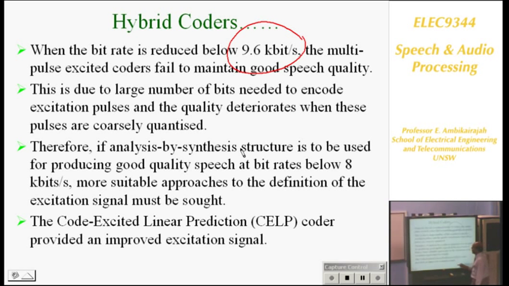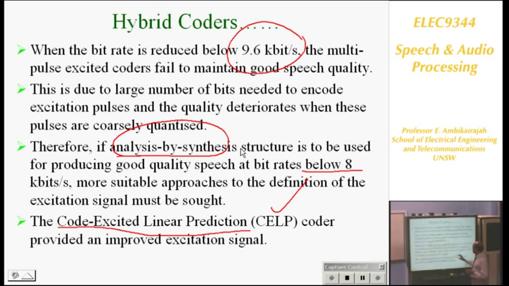And it is possible, by using the structure and doing some modification, to go below 8 kilobits per second. So the code excited linear prediction, which is called the CELP coder, provided an improvement of the excitation signal. People found the excitation for this encoder is the important part. If you get the correct excitation at the correct time, then your quality is good. If you make a mistake on the excitation, then the quality is not good. So based on this hybrid coder, this new coder, called code excited linear prediction, was developed.